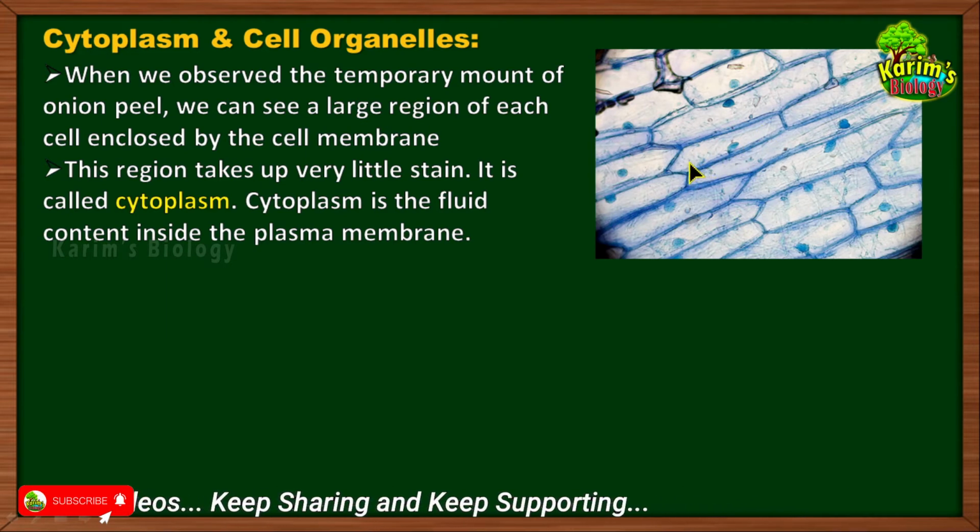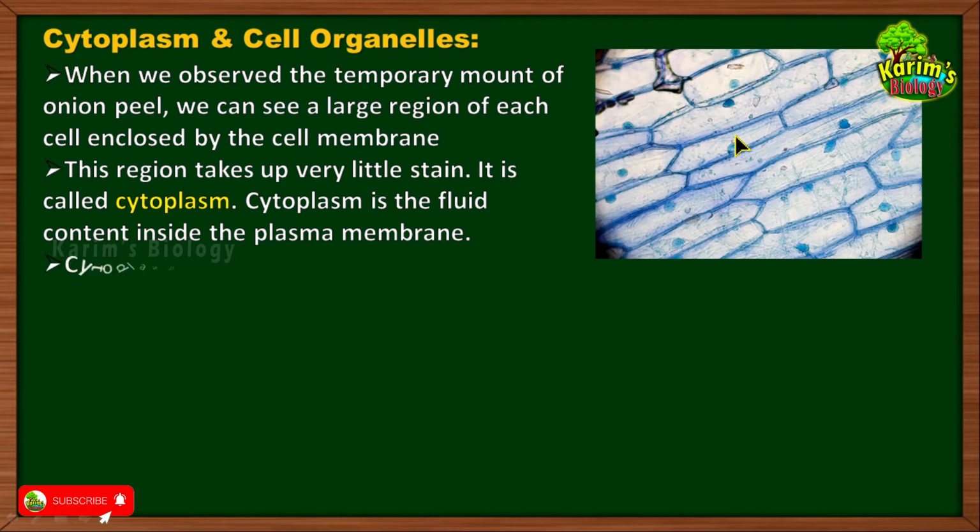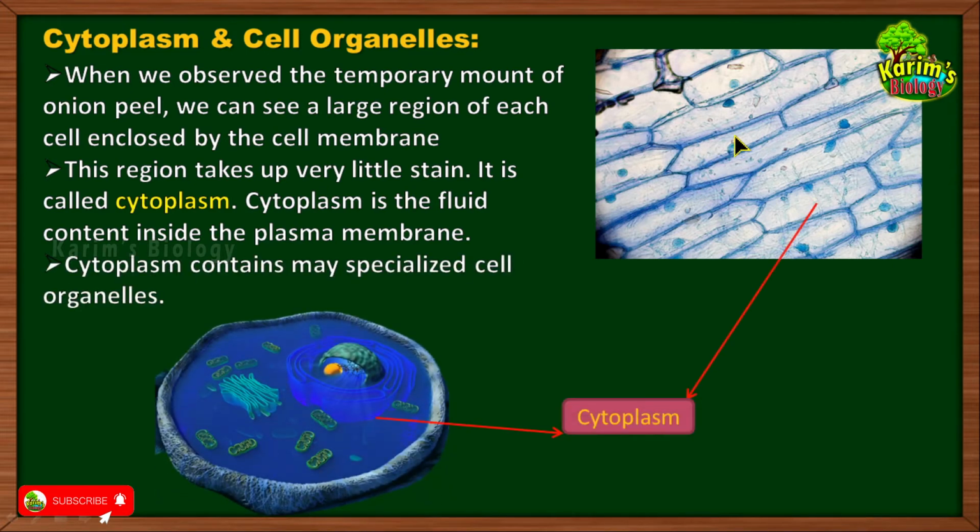This fluid filled content in the cell, which is enclosed by a plasma membrane and cell wall, is called cytoplasm. Okay, and what are there in the cytoplasm? Cytoplasm contains many specialized cell organelles, right?